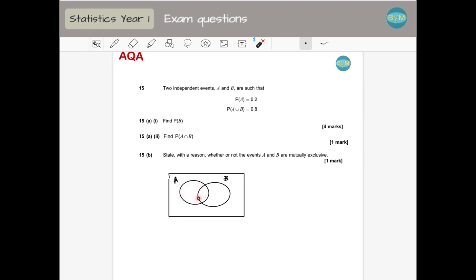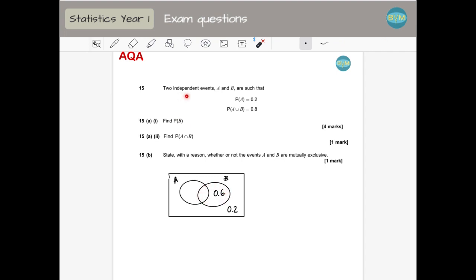If this is 0.2, that means the rest up to 0.8 is 0.8 minus 0.2, which is 0.6. And as this is 0.8, outside I'm going to have 0.2. Although I think we are not going to need it, but this is what we know so far. I need to find the probability of B. So I need to find the whole thing.